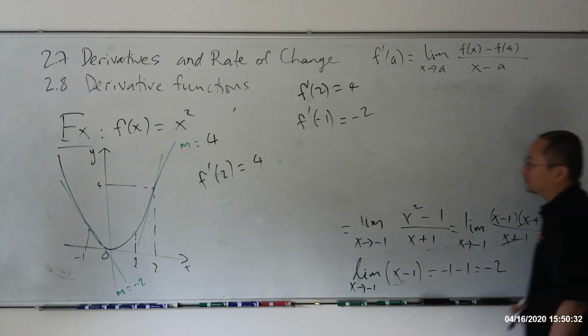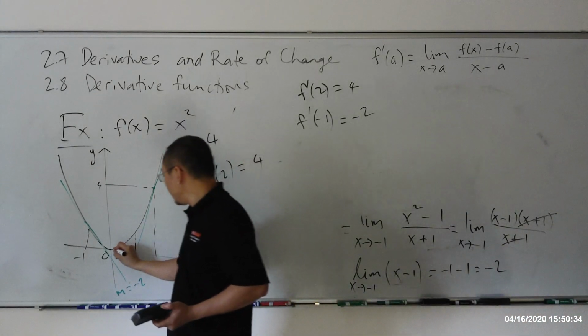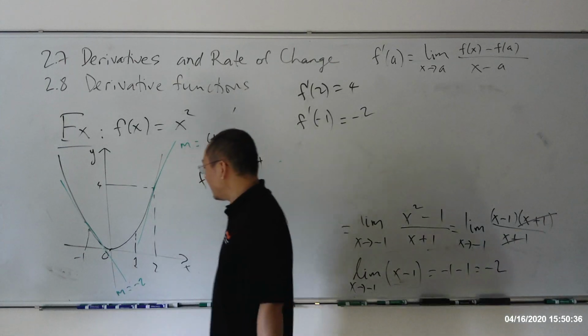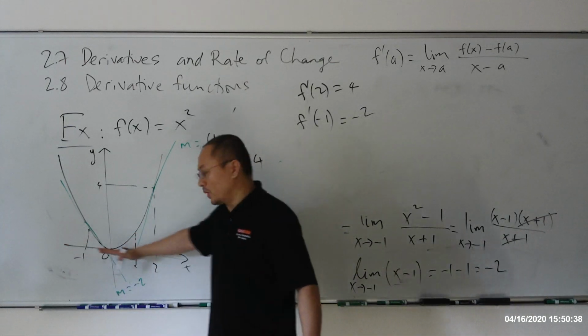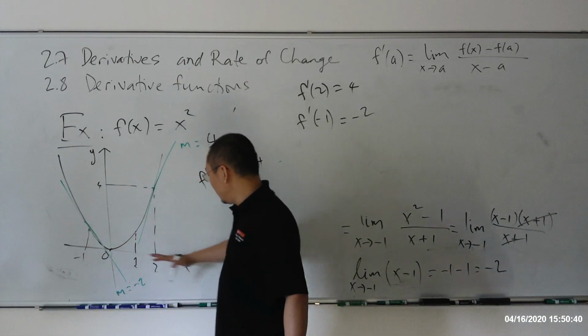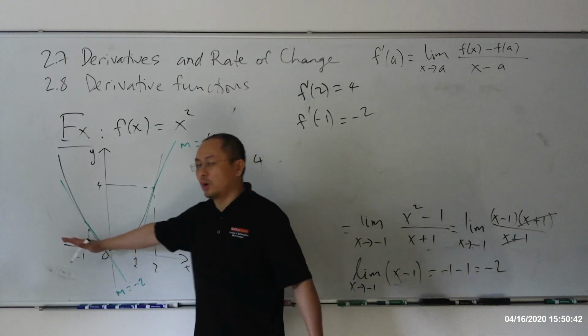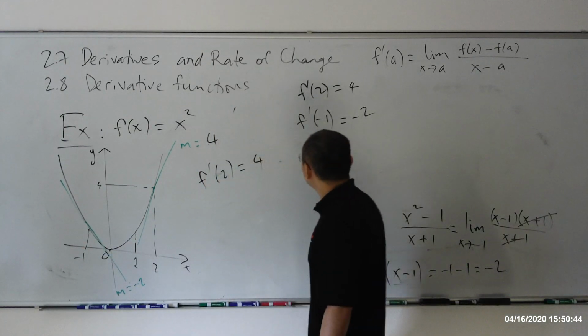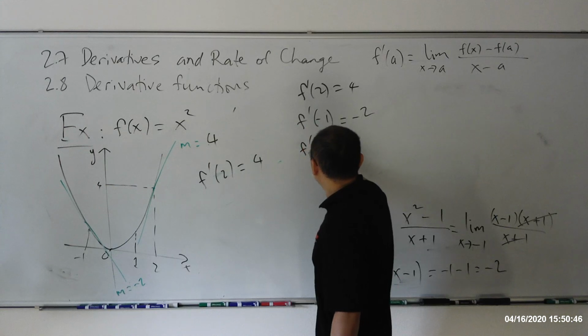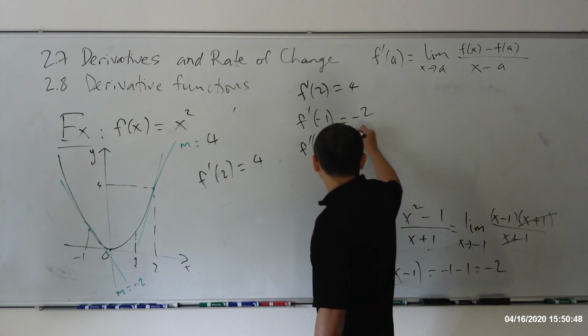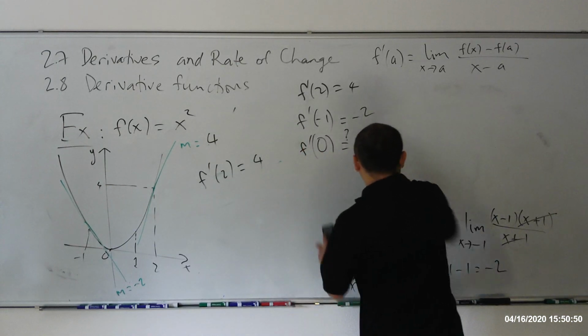Try one more. Try the vertex. The vertex is right here. What is the tangent line at the vertex? It's going to be the horizontal line, actually the x-axis right here. And what is the slope? The horizontal line should be 0, right? Really, is f prime of 0 equal to 0? We're going to calculate that.